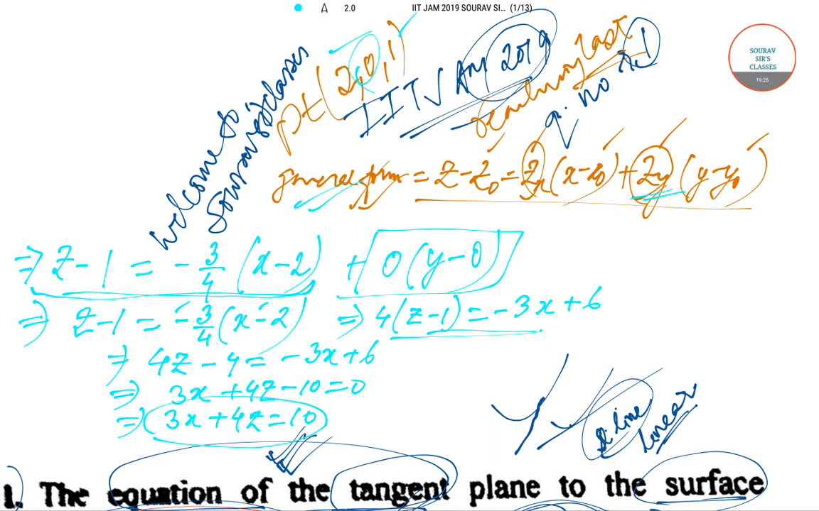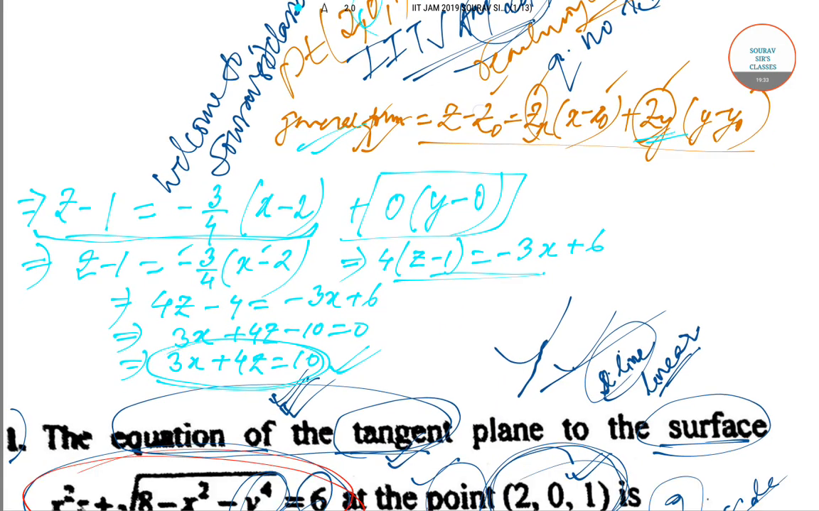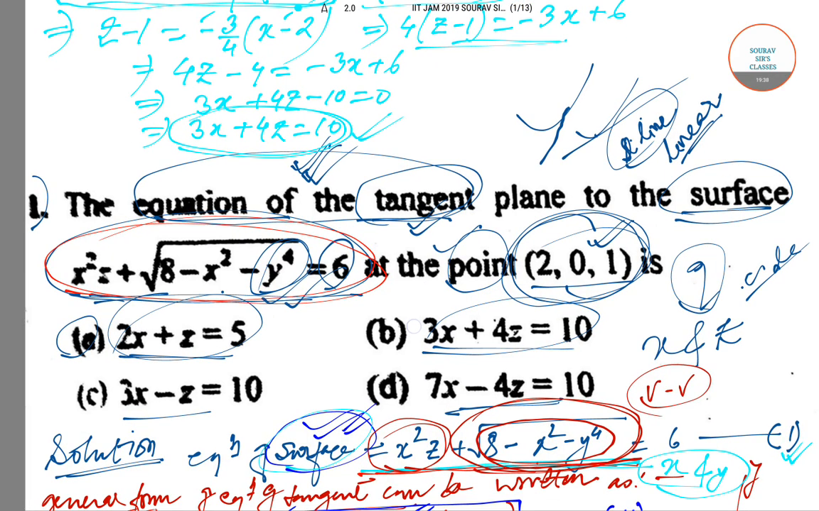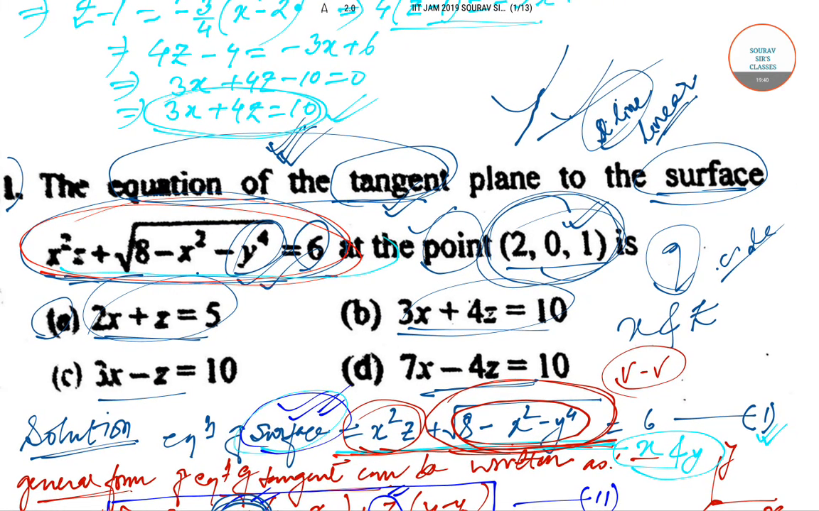Now let's go to the question and find whether we have this value or this option. So let us go to the question. Our question was this, that the equation of the tangent plane to the surface x square plus root under 8 minus x square minus y to the power 4 equal to 6 at the point this is, we have got 4 options. All the options were linear, so you can compare that this option is this one. So we have achieved the right answer, and the right answer is B. So the right answer to this question is option B.